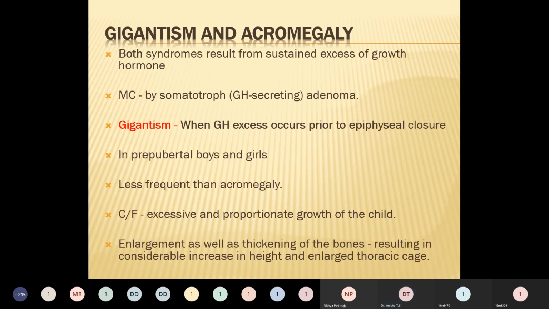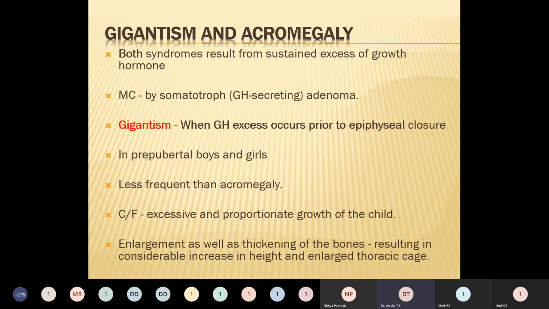Now, what is gigantism? What is acromegaly? Both are because of increased secretion of growth hormone from the pituitary. In gigantism, the growth plate closure, that is epiphyseal closure, hasn't occurred, and the pituitary hormone continuously acts, so there will be gigantism. It is seen in young boys and girls, pre-pubertal, where the epiphysis is actively making sure that they grow. It is less frequent than acromegaly, because gigantism is usually seen in young children.